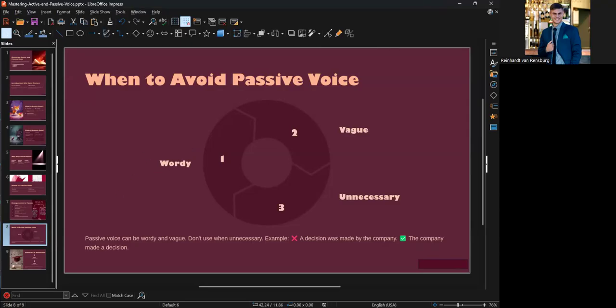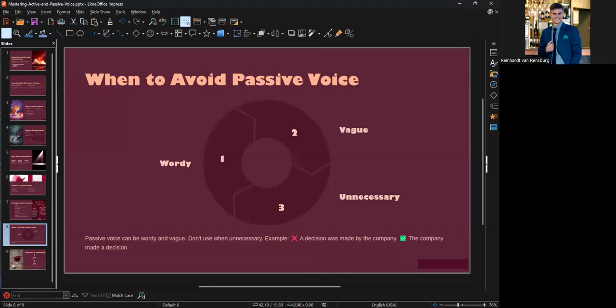Number 2 would be when it makes sentences vague. Passive would be: mistakes were made. Okay, but by who? It's a bit vague because it's not saying exactly by who. And active would be: we made mistakes. Then number 3, the last one, would be when it's unnecessary. Passive would be: the report was read by me, and active: I read the report.